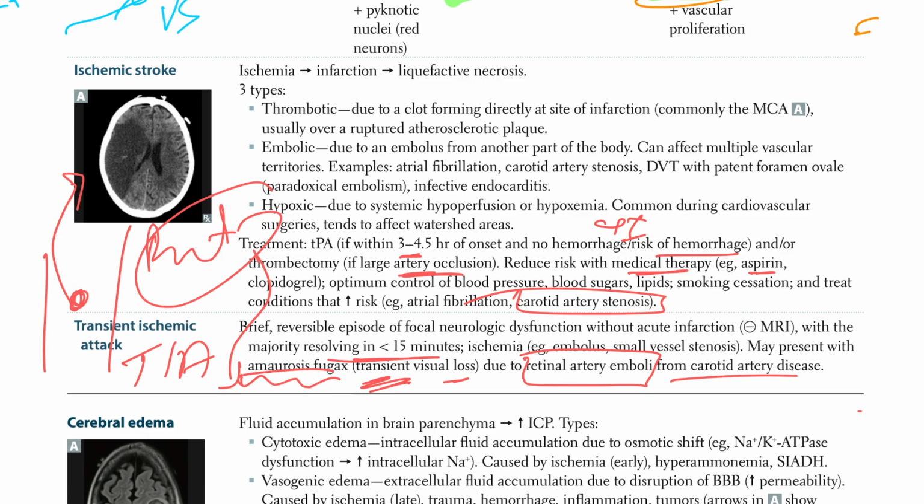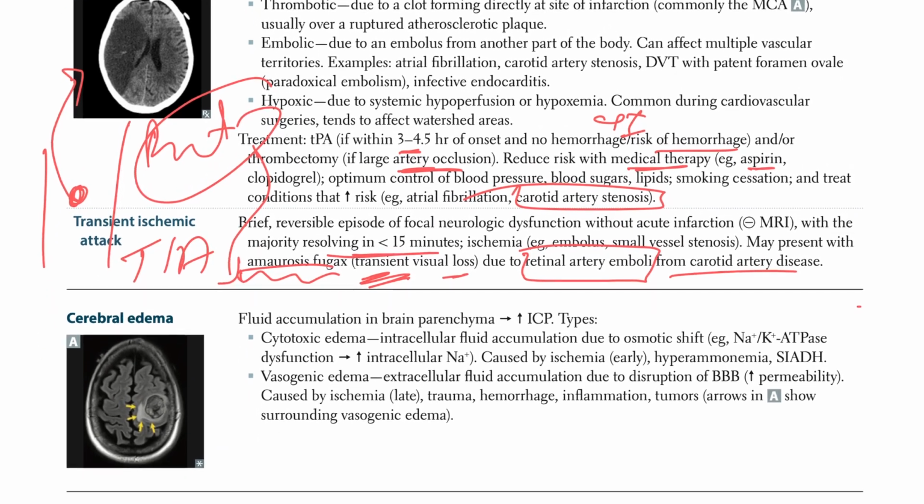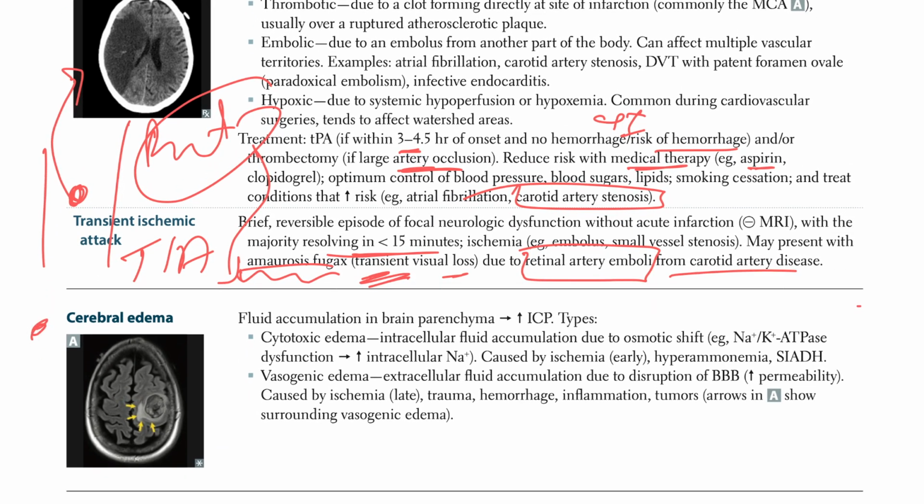Okay, then you have the next topic, which is cerebral edema. Cerebral edema is fluid accumulation in the brain parenchyma. Edema is the fluid which accumulates in the parenchyma. When you put fluid in there, in a very compact space, it's going to increase the ICP for sure.